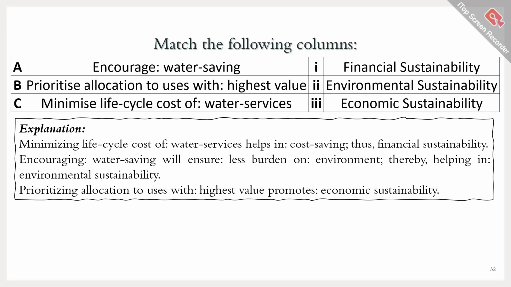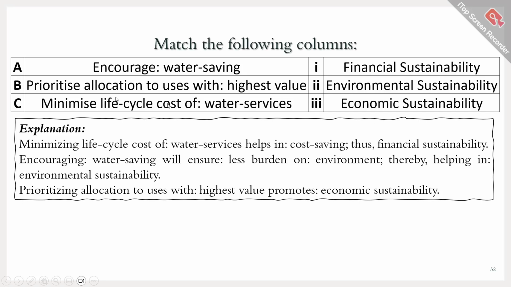So the explanation is as follows. Minimizing life cycle cost of water services helps in cost saving, thus financial sustainability. Encouraging water saving will ensure less burden on the environment, thereby helping in environmental sustainability. Whereas prioritizing allocation to uses with highest value promotes economic sustainability.